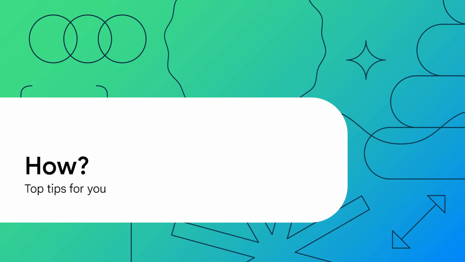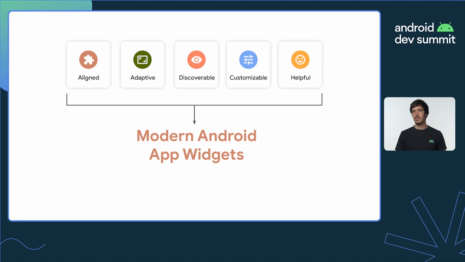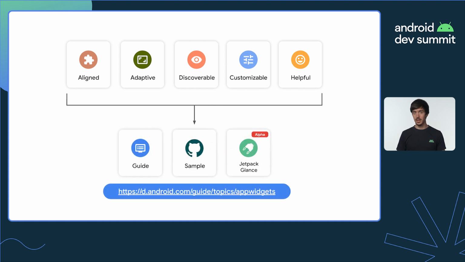So how can you do the same? Whether you want to update your existing widget, or you would like to build a new one, we recommend following these principles. The best place to begin is with our developer resources. We recommend starting with our refresh guidance and our new sample. And even though it's currently in alpha, it's worth checking out the new Jetpack Glance library, which we have built with these exact principles in mind to help you build better widgets with Compose style code. Here are a few top tips for each of these principles that might help you modernize your widgets.